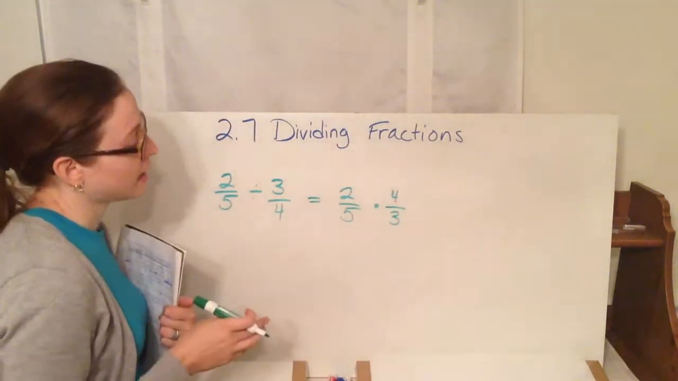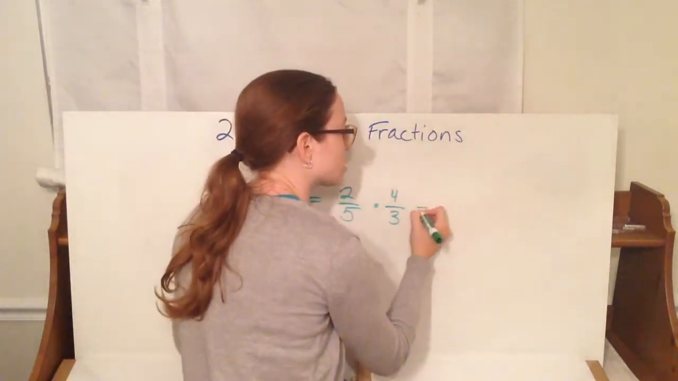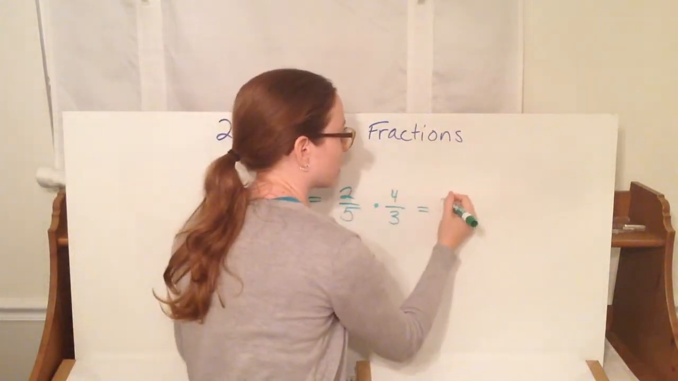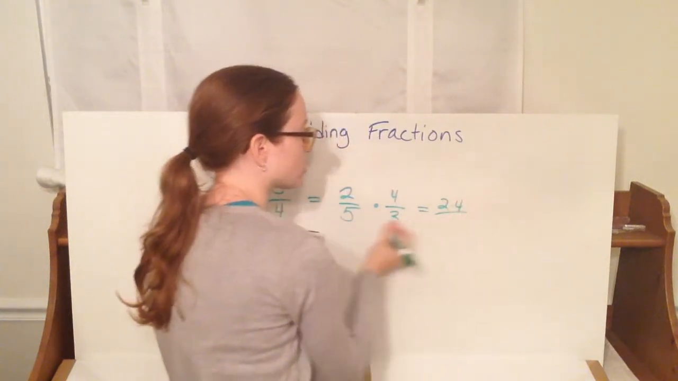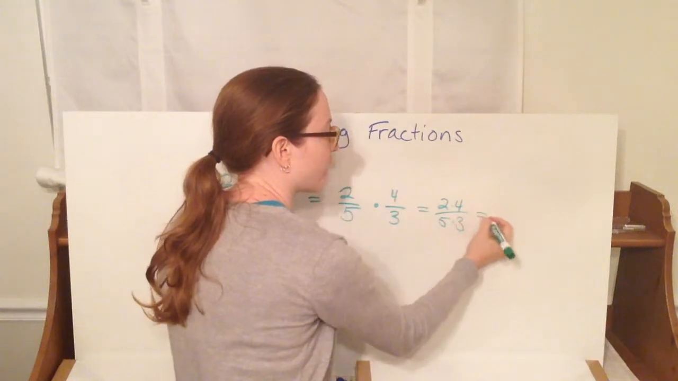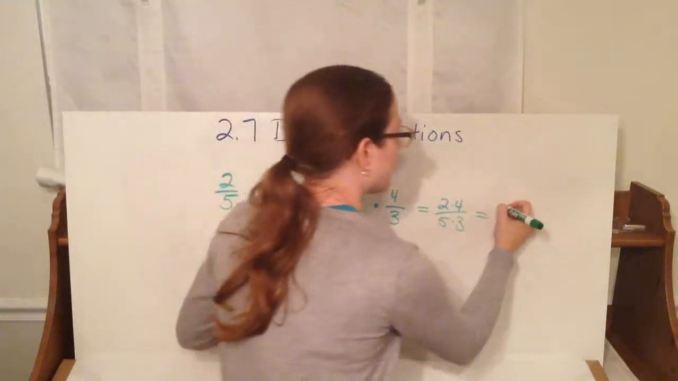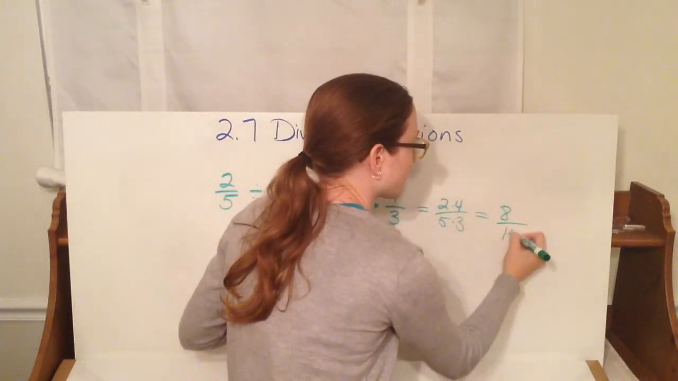We just saw that in the last video, and this is pretty easy. We go straight across the top, so 2 times 4, and we go straight across the bottom, 5 times 3. And our final answer for this division problem is 8/15.